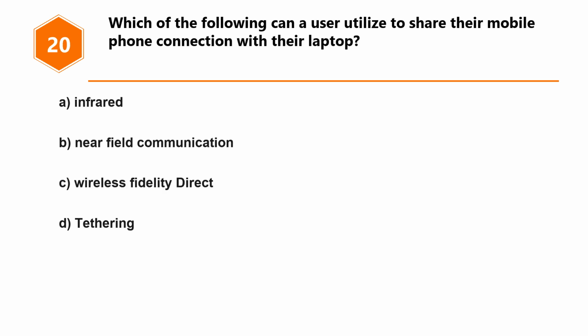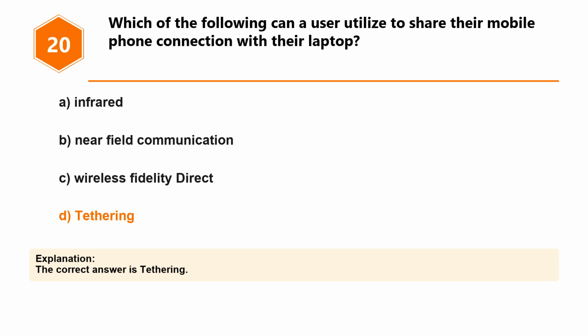Question 20. Which of the following can a user utilize to share their mobile phone connection with their laptop? Option A, infrared. Option B, near-field communication. Option C, wireless fidelity direct. Option D, tethering. The correct answer is option D, tethering.